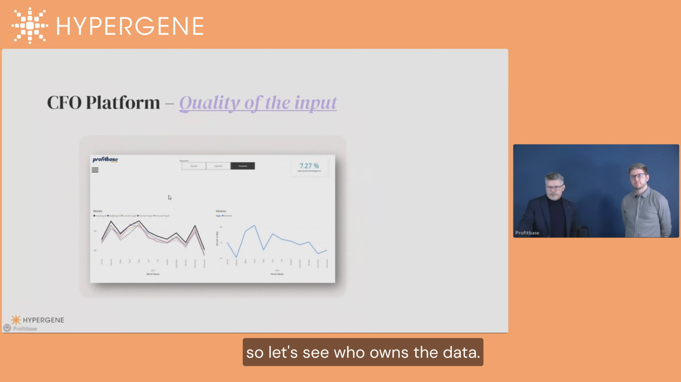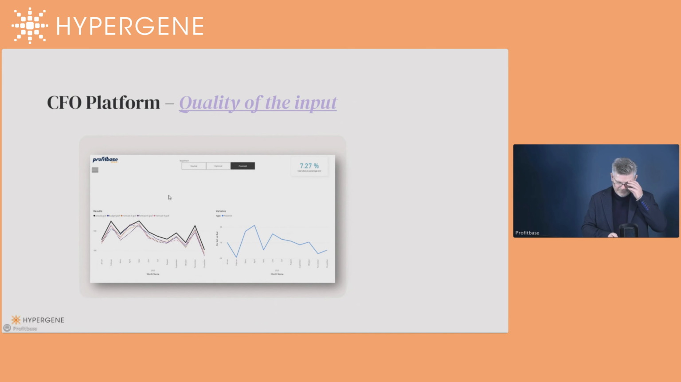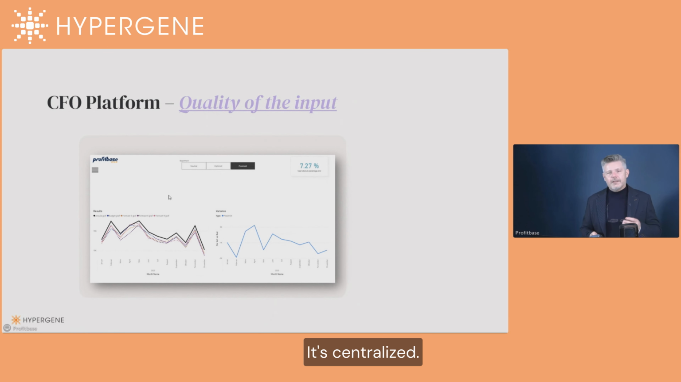So let's see who owns the data. It's going to be interesting to see who owns the data in the organization. Let's see here. And we have the result. Finance controls everything, so that is 1/3. So that is centrally steered.